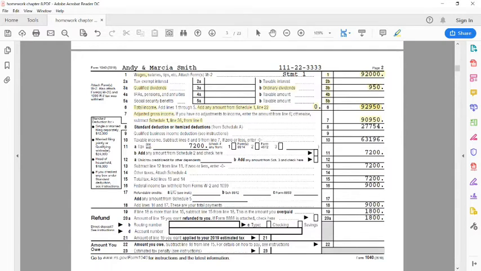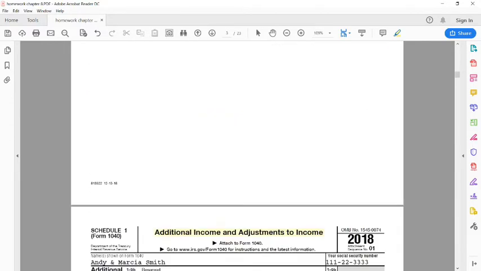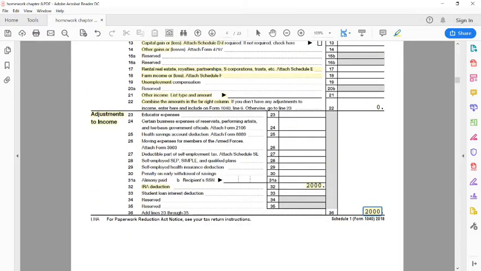So I think this is probably the hardest part for students to understand, is lines 1, 2B, 3B, 4B, and 5B, plus whatever amount might occur here from Schedule 1, line 22, adds up to this. Then, to calculate the $90,950, we have to come down here and see that, yes, in fact, there's $2,000 right here from an IRA deduction.